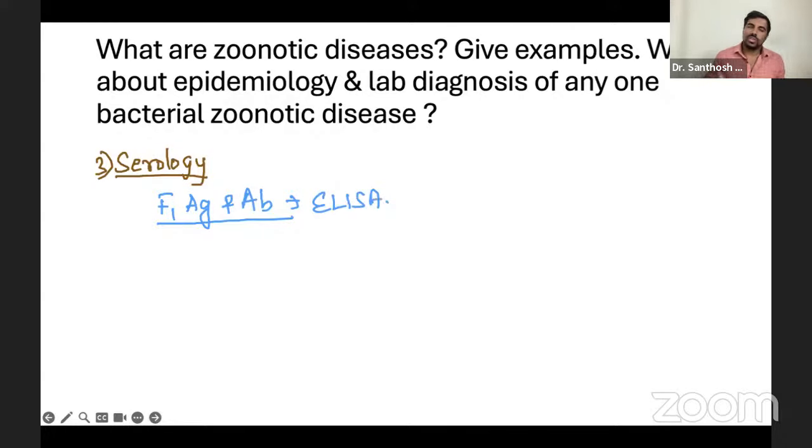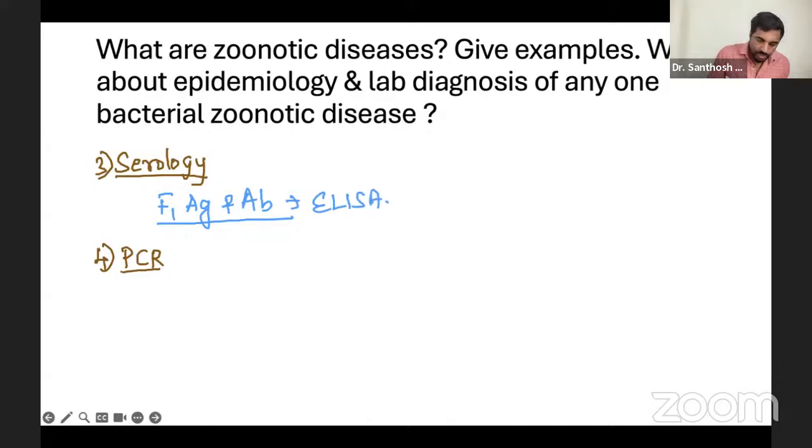Very simple. Do ELISA and you'll find it. Okay. The last is your PCR. You can do PCR also. That's all. These are the common things. Very, very important thing: lab diagnosis of the plague. So very simple and easy. Easily you can score good marks in this topic.